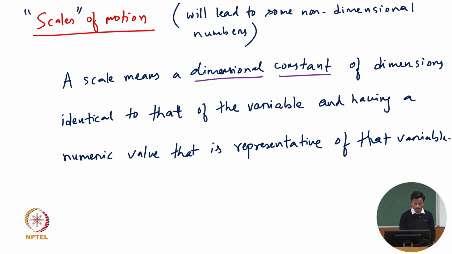This is important for us to understand. So, a numeric value which is representative of that variable. Okay, so this is a scale, and this is used generally to reference the magnitude of the variable. For example, let's say you want to understand the speed of a certain disturbance in air. One of the reference variables could be the speed of sound in air. So that is a scale in your case.